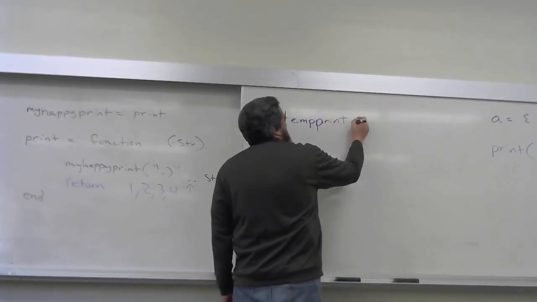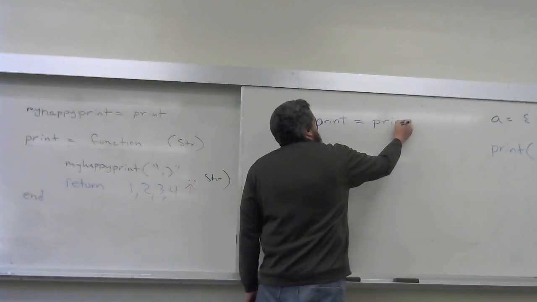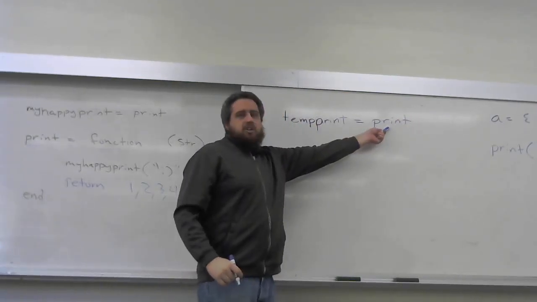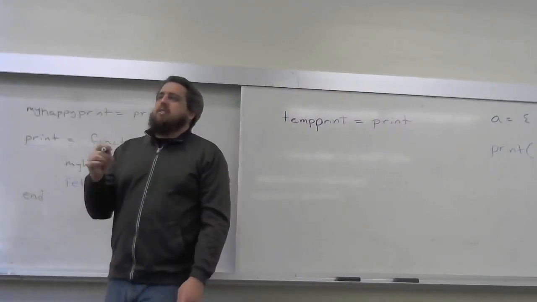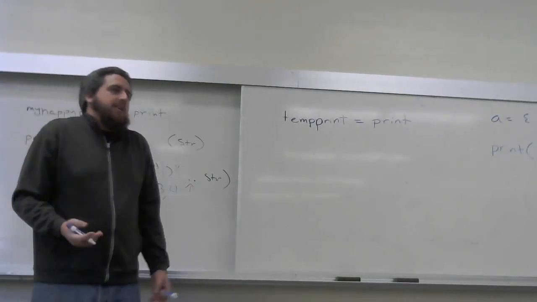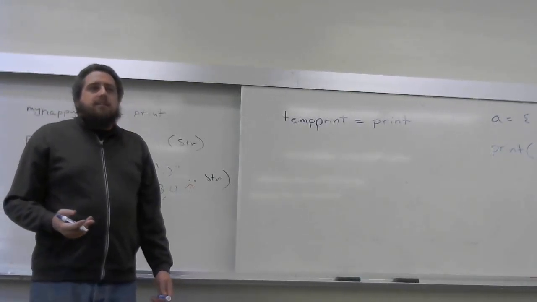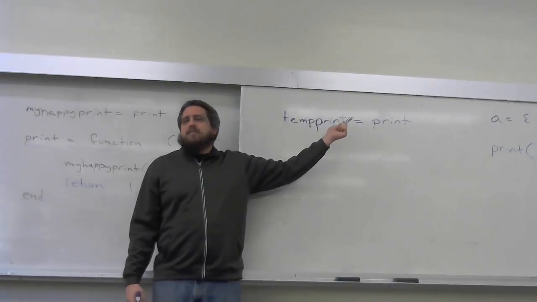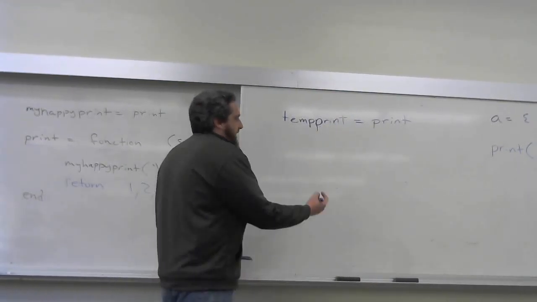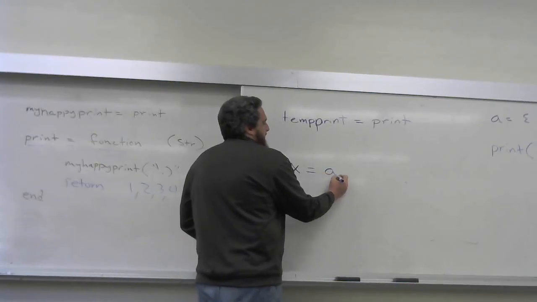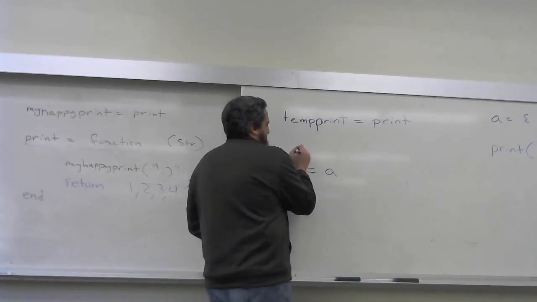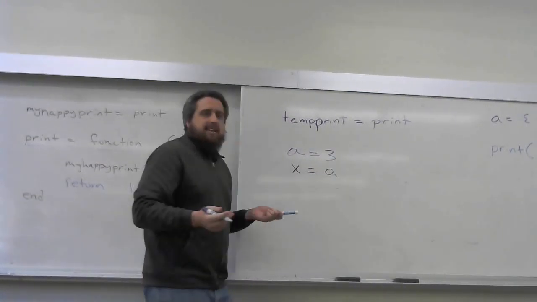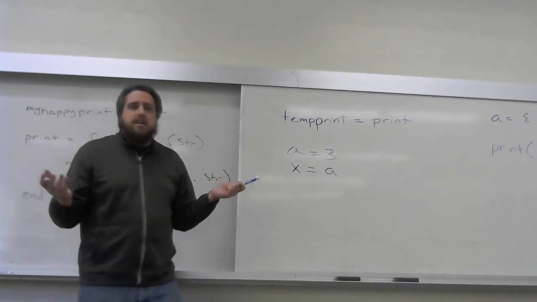Temp print equals print. I want to temporarily store that function in that variable. If I'd asked you this when you first started, you'd probably go like, sure, why the fuck not? Right? This is something that makes sense to people in general when we learn about variables from mathematics. If I say that I have a variable x equals a, and then I also know that a equals 3, I know that x is going to have the value of 3. That makes a lot of sense to me.